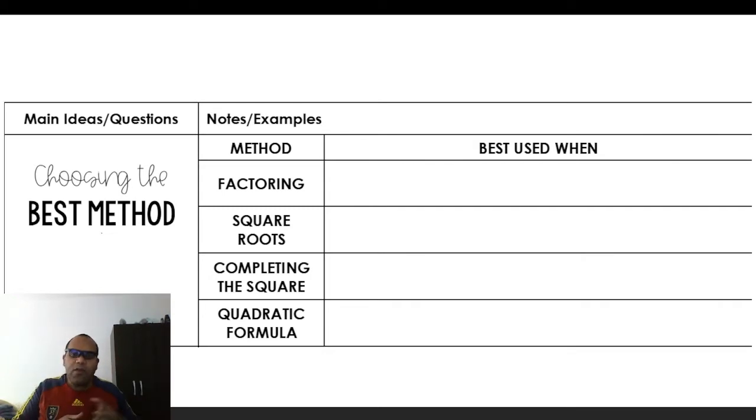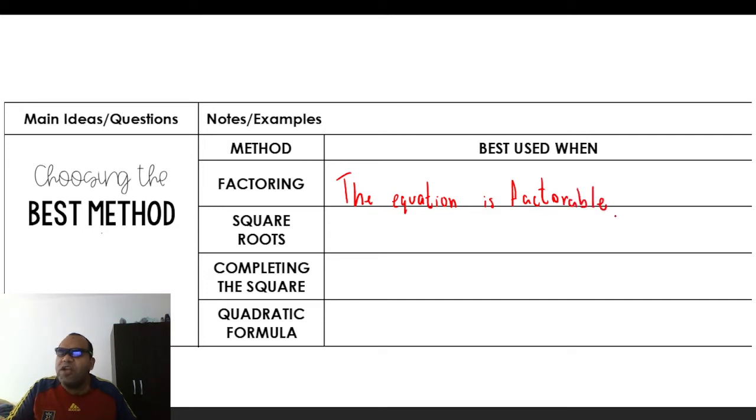When do I choose the factoring method to solve the equation? We choose the factoring method when the equation is factorable. When you see the equation is factorable, pick this one, okay?